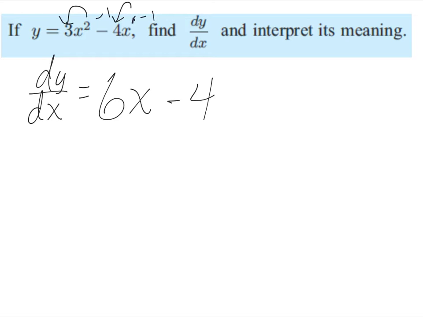And to interpret that, we would say the derivative of this function is equal to this.